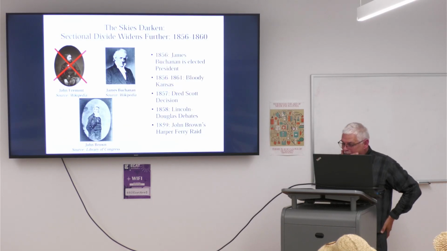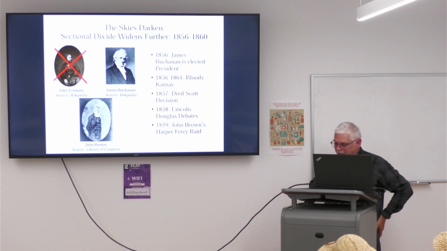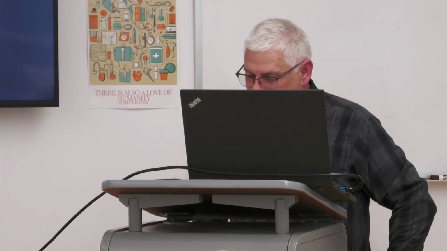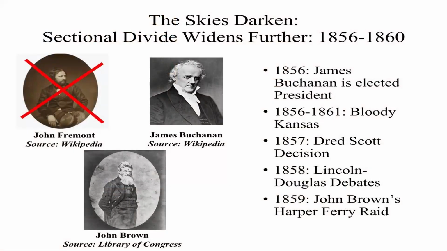Now, despite all these maps, John Fremont was defeated and James Buchanan became our 15th President of the United States. And during this term, the sectional divide continued to widen. So I'm not going to spend much time here, but I'm just going to go over some of the highlights. Between 1856 and 1861, Kansas was a hotbed of the slavery debate. Violence ensued over whether Kansas would be a free or slave state. And after numerous votes by the Kansas population, Kansas came down on the side of free state and was admitted to the Union in 1861.